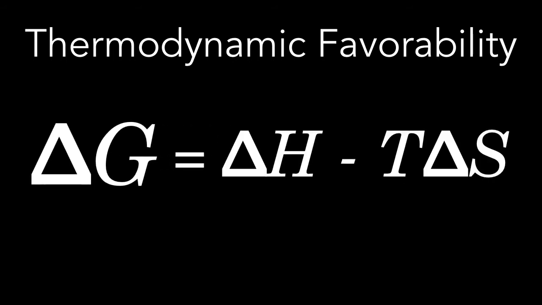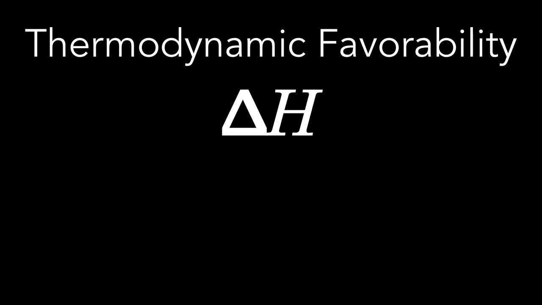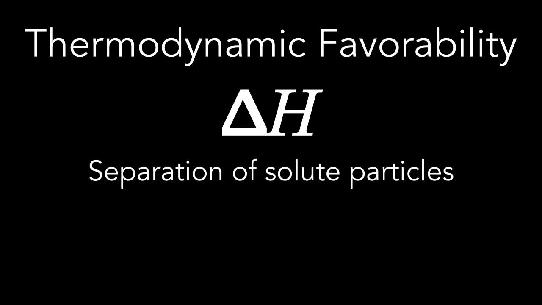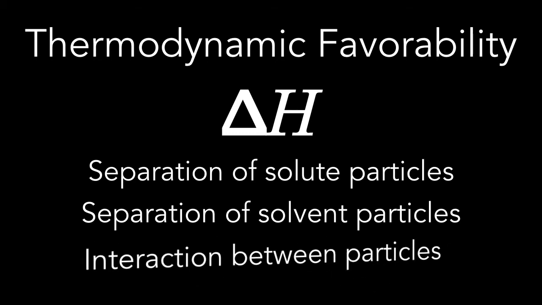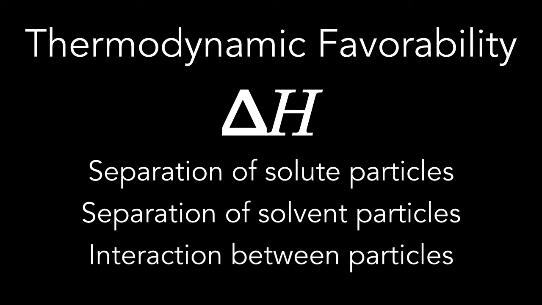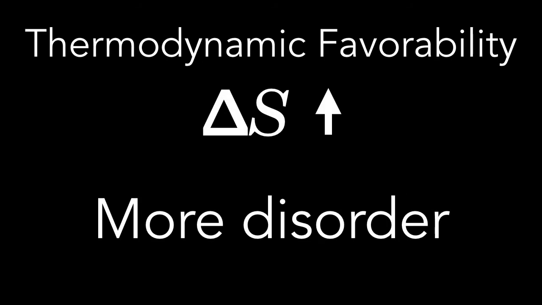As you may know, delta G is dependent upon enthalpy, delta H, and entropy, delta S. The delta H of dissociation is dependent on three different factors: separation of solute particles from one another, separation of solvent particles from one another, and the interaction between the solute particles and the solvent particles. The delta S increases because there is more disorder caused by the dissociation.